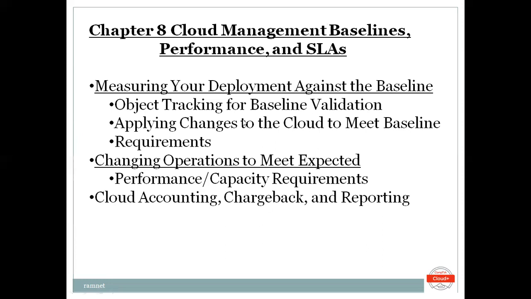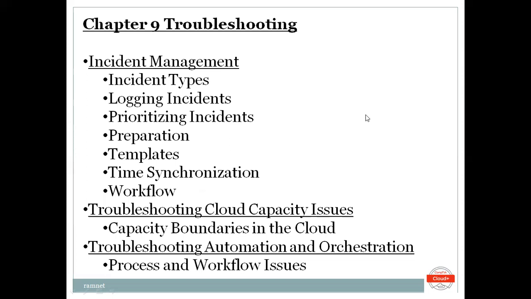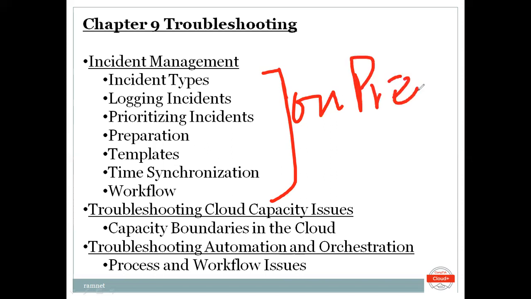So we will talk about all the performance baselines and SLAs in chapter 8. This will give you the general framework. Next, chapter 9 is troubleshooting, incident management, incident types, logging incidents, prioritizing incidents, preparations, templates, time synchronization, workflow. These are very important even for our normal on-premises equipment also. We have already been doing that for on-premises equipment. We are doing the incident types. We will make them severity 1, 2, 3, 4, 5, something like that, according to the criticality and priority of that.